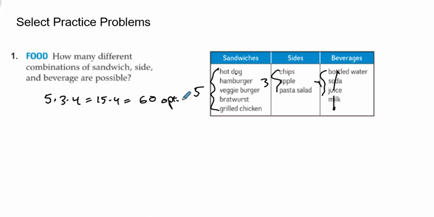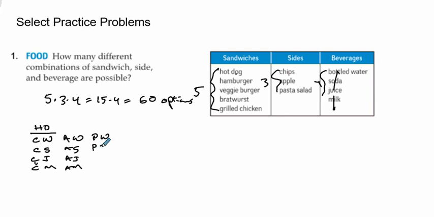And if you don't trust that you did it, then just go hot dog first. If hot dog is first, you can have chips and water, chips and soda, chips and juice, chips and milk. Then you could do apple and water, apple soda, apple juice, apple milk, and then pasta salad: pasta water, pasta soda, pasta juice, pasta milk.